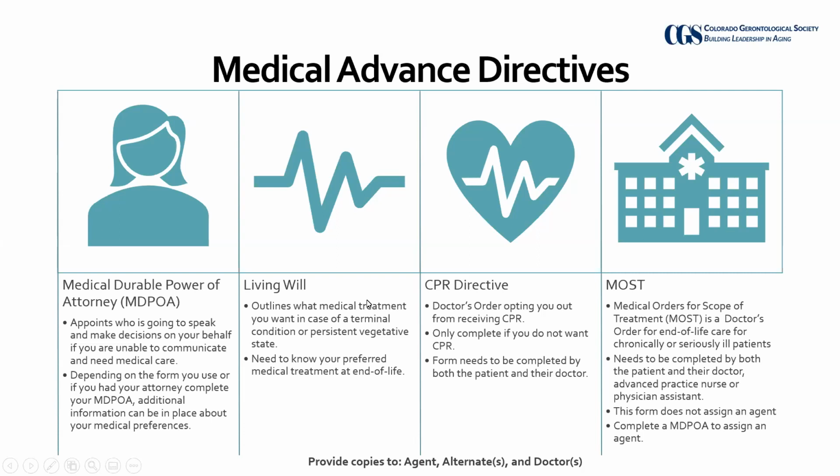So the next advanced directive is a living will. Although it has the name will on there, we're not talking about property. We're talking about what medical preferences you would want in case of a terminal condition or a persistent vegetative state. So this document, there's two schools of thought when it comes to, is this document needed or not? The first school of thought says you don't need this document if you have an agent that is assigned in a medical durable power of attorney that knows you well, that knows your preferences, your wishes, and what is going on in your life.